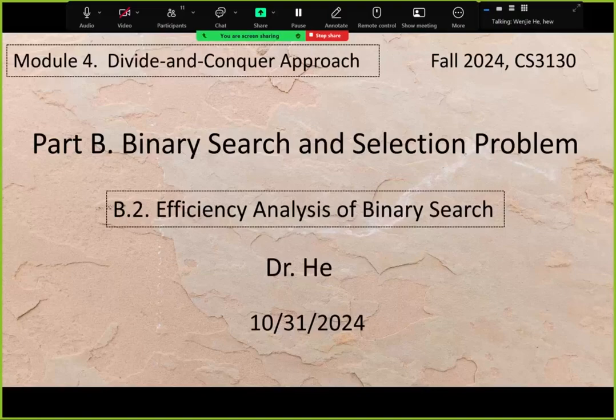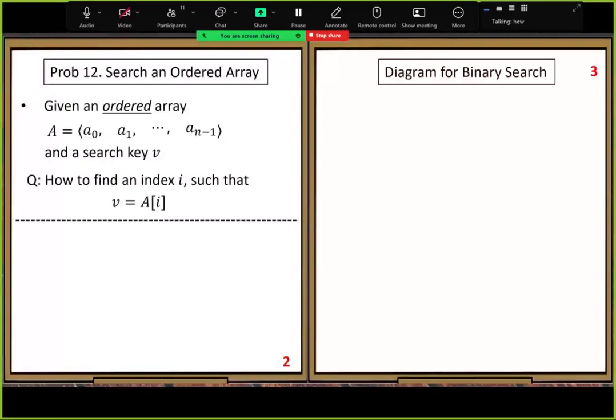Then worst case and average case are much harder. All right, so let's look at a diagram for the binary search. Number of comparisons for the worst case. So let's do some analysis. How to get the number of comparisons for the worst case.